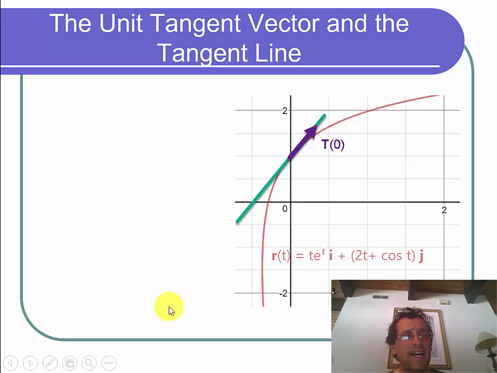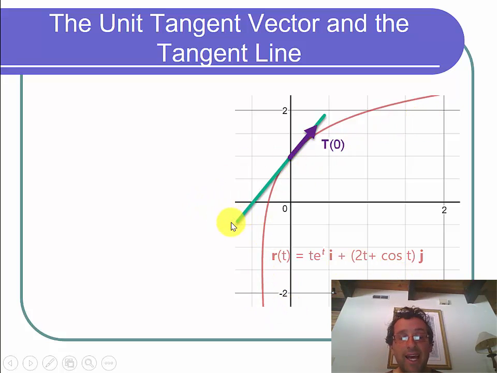So let's look at a little bit of geometry. Again, it's nice to be able to do a little calculus, throw in some algebra, plug in some numbers, but it's good to have pictures too. So let's suppose we have a function. Here is a vector-valued function, r of t equals t e to the t i plus (2t plus cosine t) j. And there's our curve.